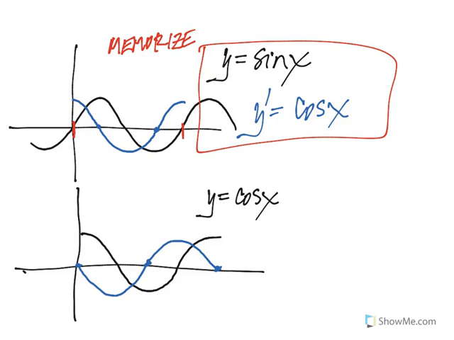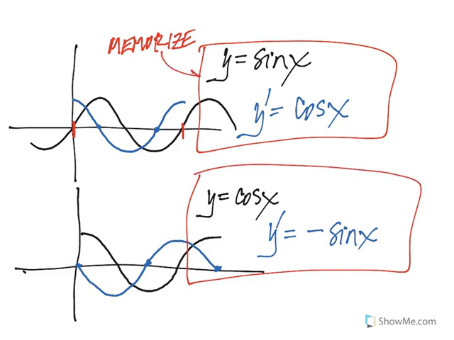So in fact, it doesn't quite work the other way, but my y prime, or the derivative of the cosine of x, turns out to be the negative sine of x, or the sine of x reflected over the x-axis. I'd like you to memorize that as well.